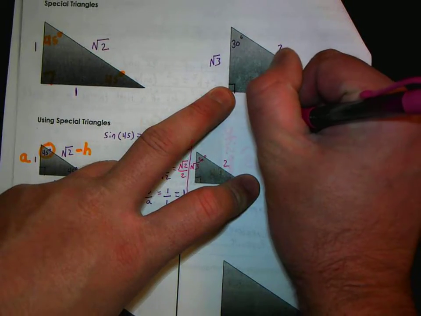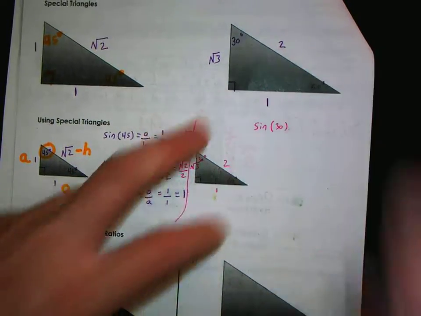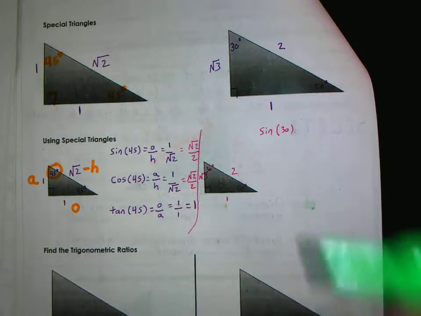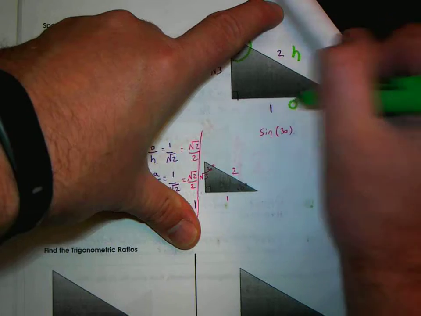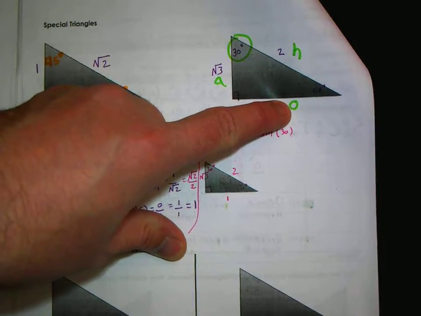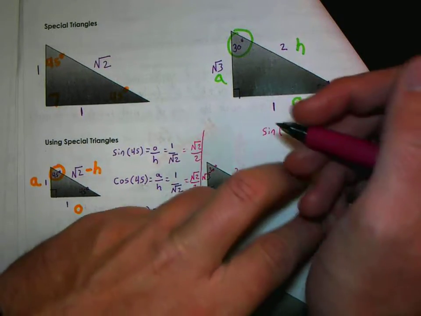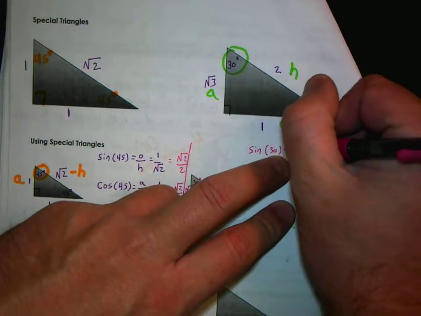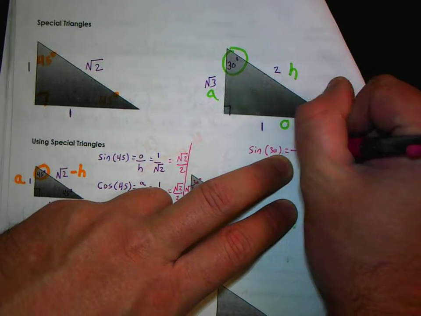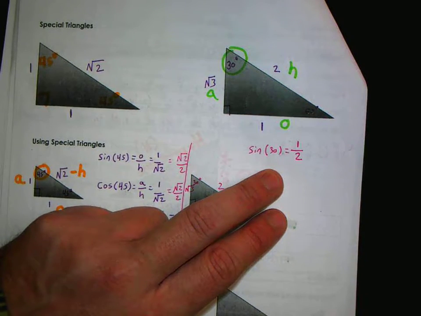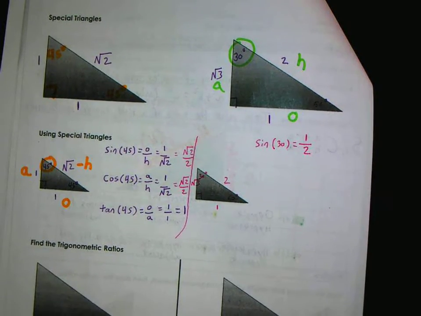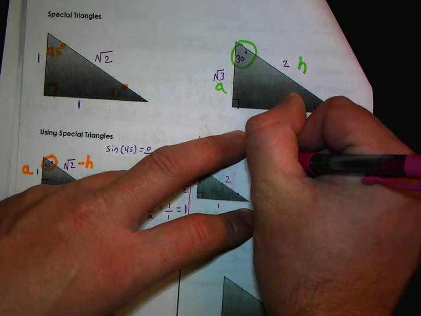All right, let's do these. Sine of 30. So I'm actually going to use both triangles. So if this is my reference angle, then this is my H, this is my O, and that's my A, because that's opposite my reference angle. Sine of 30 is SOH, 1 over 2. Right? O over H. Cosine of 30.